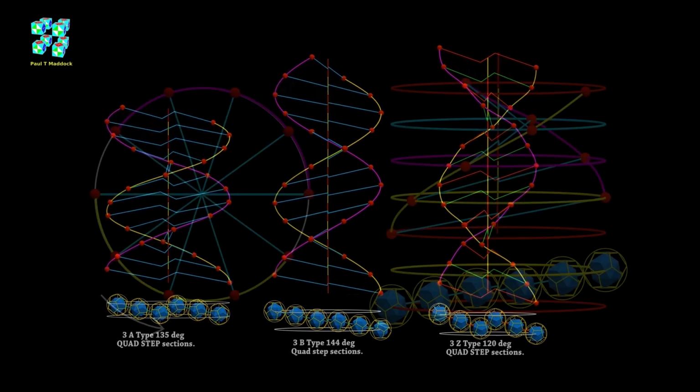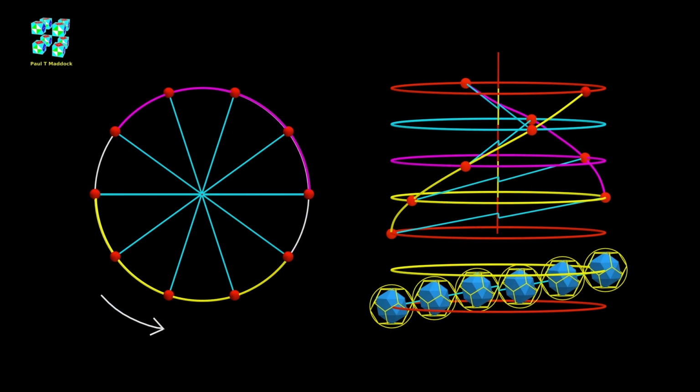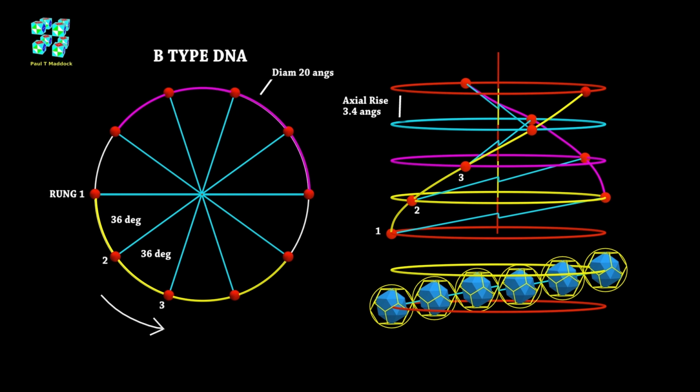Okay, I'm going to focus on bDNA first, which is the simplest. Okay, we'll start with rung 1. Now this rung rotates at 36 degrees to position 2, 3, 4 and 5. Now on the right I show 5 rings in quad step colors. Now if you add another quad step, you'll get 2 red rings together. This is how the groups link together.